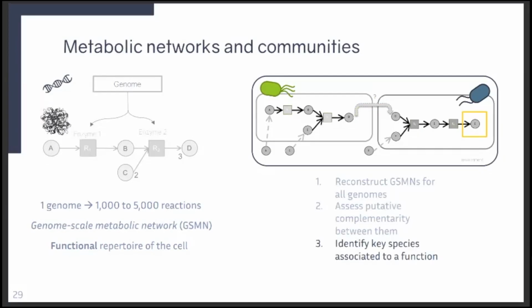And in the case when we have targeted functions, for instance, here the production of G, we want to identify key species associated to the function. So for instance, to produce G, the blue bacterium is needed, obviously, but you also need the green bacterium because it provides this essential precursor, right?